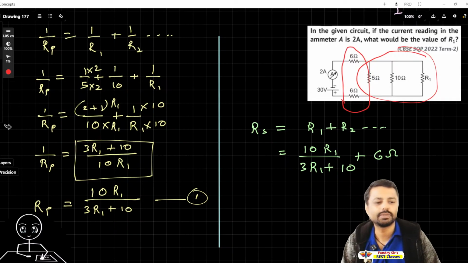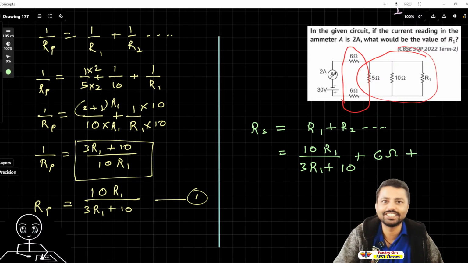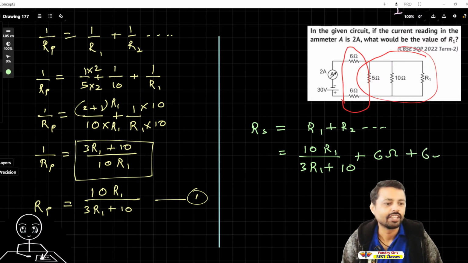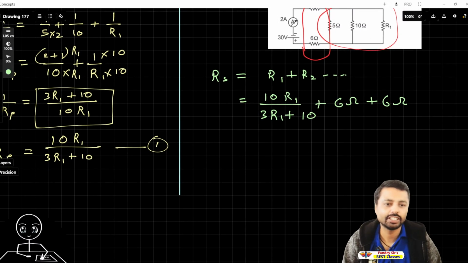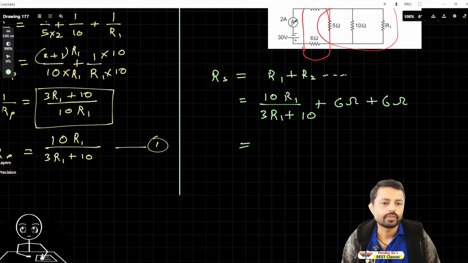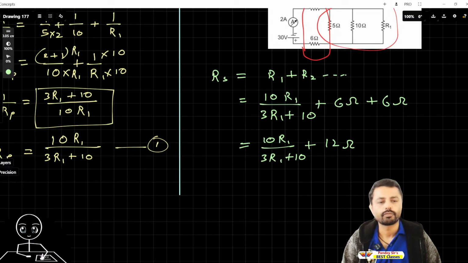Means 6 plus 6 we can take 10 directly, 12 directly, not 10. 6 plus 6 is never 10, it's 12. Yeah, for small children in first, second class, it can be any number, 10, 5, anything. Anyway, so we get 10R1 by 3R1 plus 10 plus 6 plus 6, 12 ohm. Okay, that all is done.